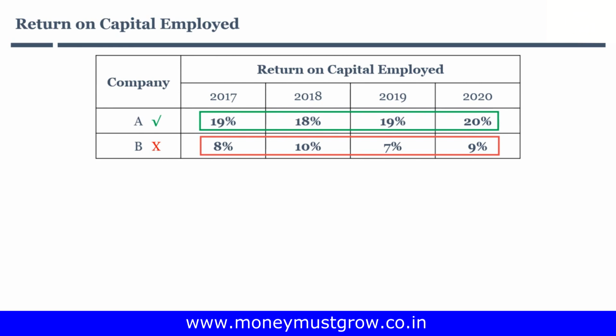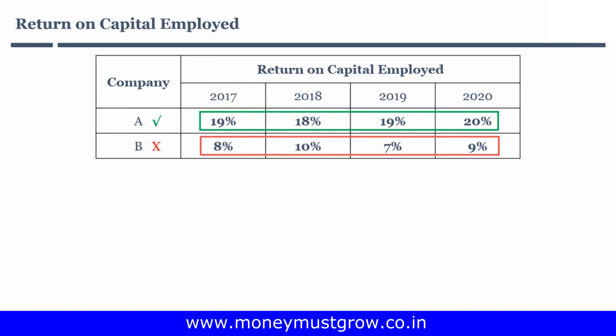The acceptable range of ROCE can differ across industries. For example, utility, oil and gas companies will have low ROCE. 8 to 10% of ROCE can be considered a sign of an efficient company. However, software companies typically have high ROCE. You should consider ROCE of 15% or more before investing.